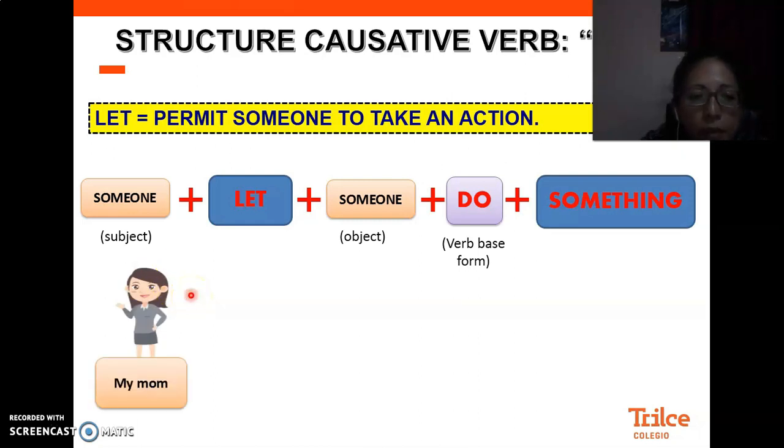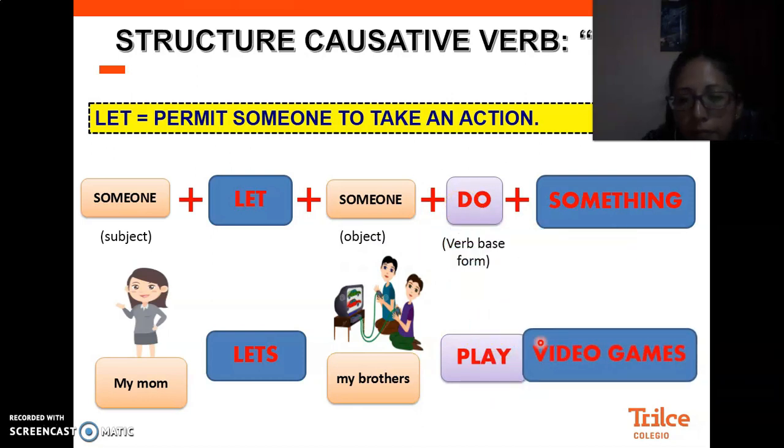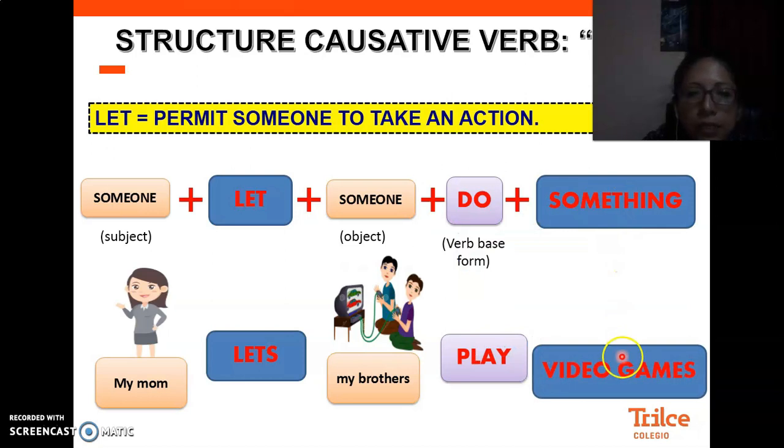The subject, my mom. The causative verb, lets. The object, my brothers. The verb in base form, play. Video games. My mom lets my brothers play video games. My brothers are given permission to play video games.